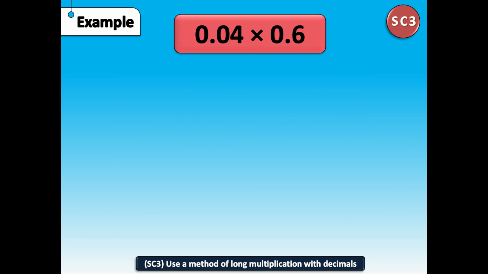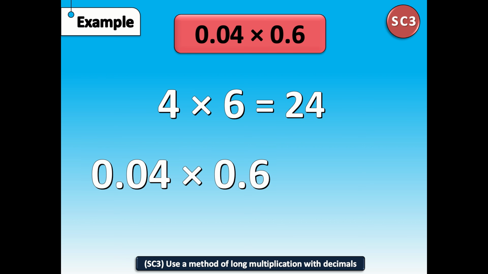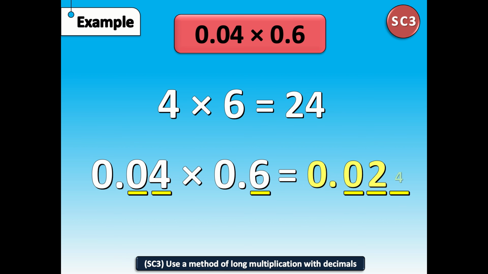This time we want to do 0.04 times 0.6. Now 4 times 6 is 24. So in the question, you can see we have 3 decimal places. So that's how many we need in our final answer. So our final answer will be 0.024.